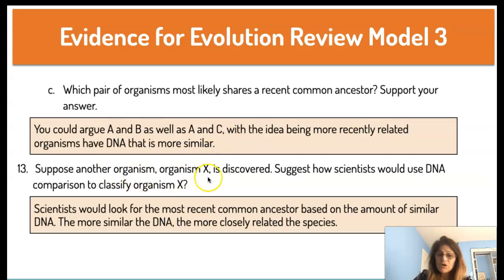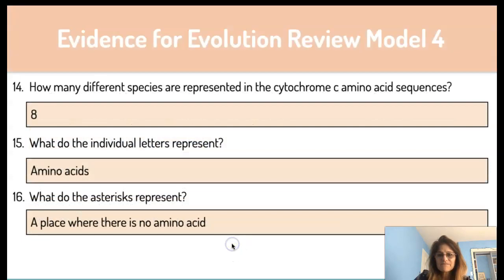Suppose another organism called organism X is discovered. Suggest how scientists would use DNA comparison to classify organism X. They would look for the most recent common ancestor based on the amount of similar DNA. And the more similar the DNA, the more closely related the species.